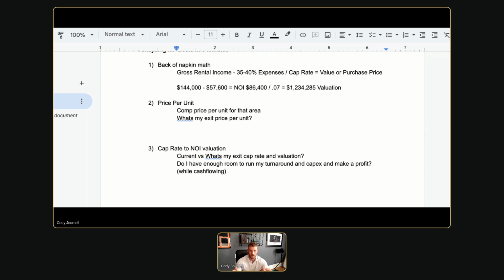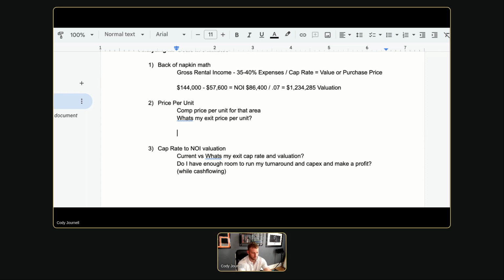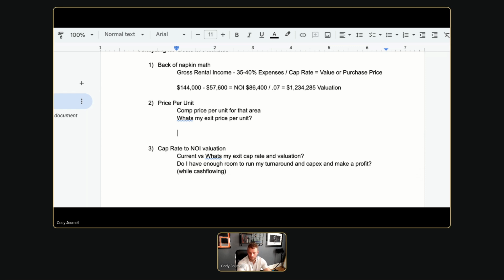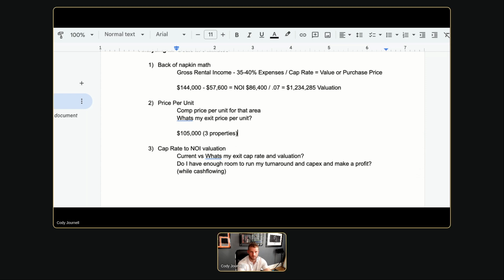But if you're looking at other comps in the area, you can get on Crexi, you can get on LoopNet, you can look at what things have sold for and what the unit counts are, what types of units they are. Are they all two bedroom units? So let's say they were all two bedrooms and they sold for, let's say, 105,000 per unit. And you've seen three properties with exit comps at 105,000 a door.